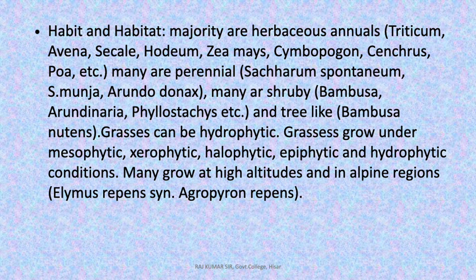Grasses can be hydrophytic. Grasses grow under mesophytic, xerophytic, halophytic, epiphytic and hydrophytic conditions. Many grow at high altitudes and in alpine regions. For example, Elymus repens, synonym Agropyron repens.